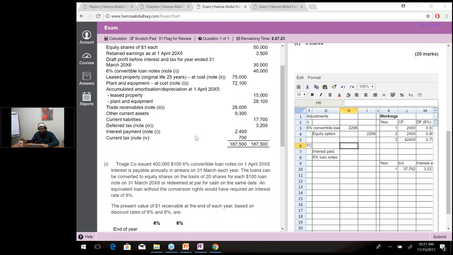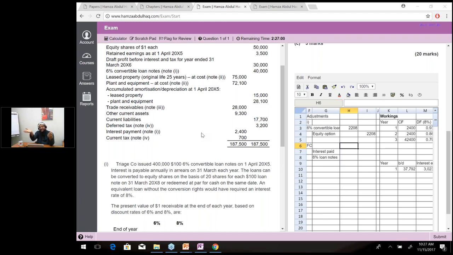Mohammed Nabil is asking, so we took the difference of 6 and 8%, because Nabil, the cash that we are paying is 6, and the amount that should have been paid was 8. The amount that should have been paid was 8, but we are paying 6. So what about the difference? Are we not going to pay the difference? We are going to pay the difference, but at the time of redemption.